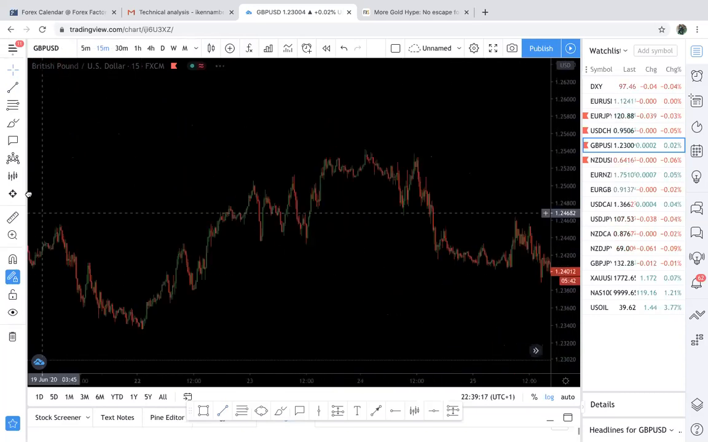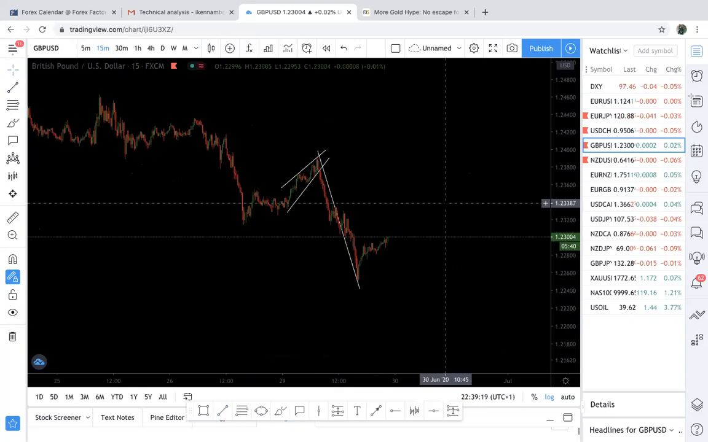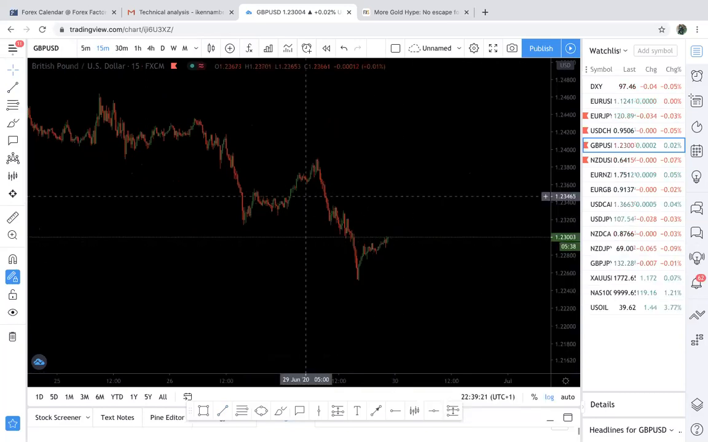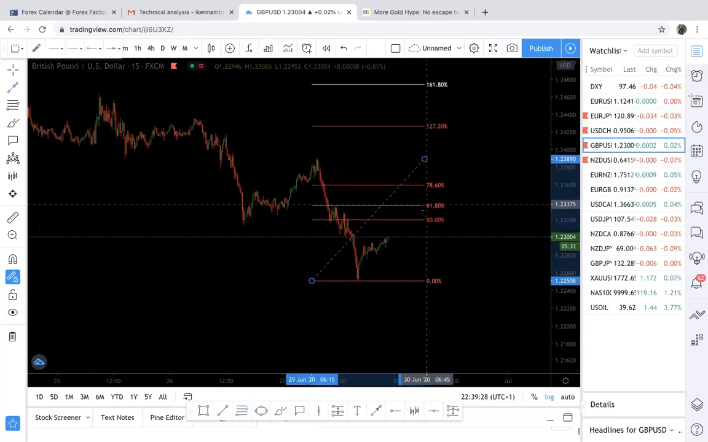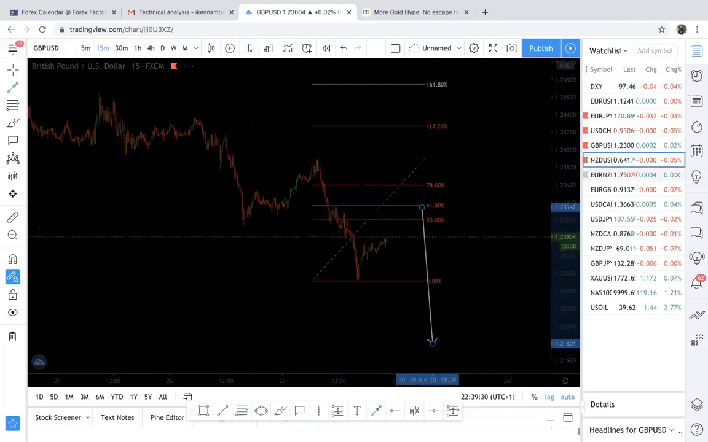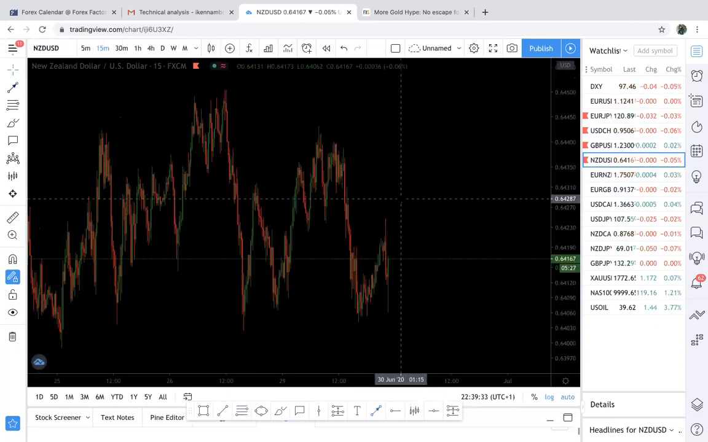We don't have time. We have less than 6 minutes. But on GU, the 618 level, we're looking to sell out there. That's the 618 level for a further continuation to the downside.